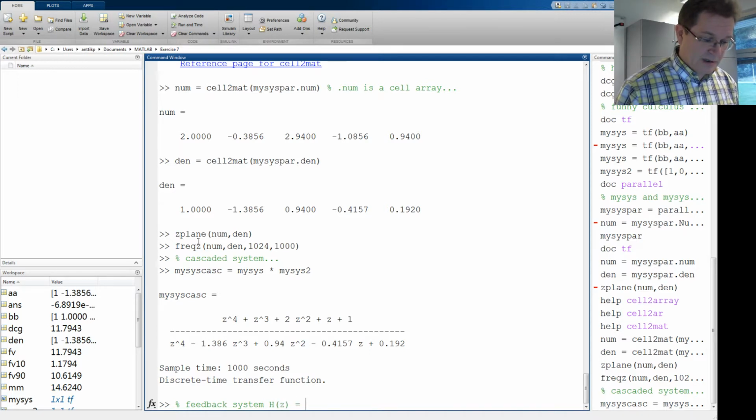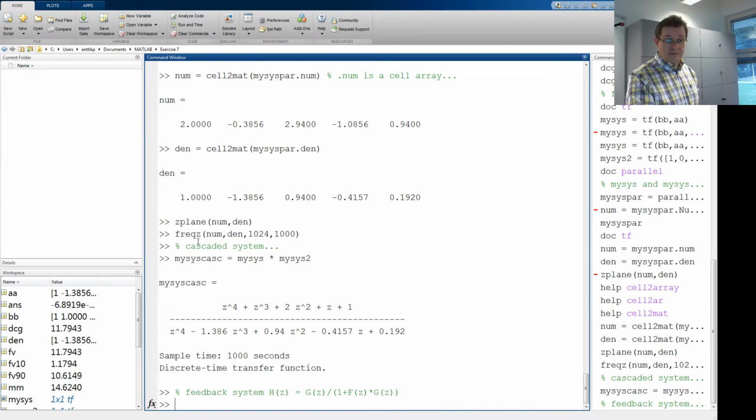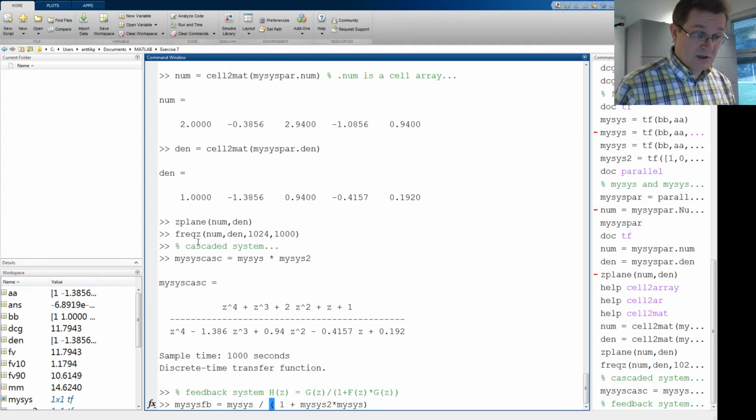H of z equals, I think, g of z divided by 1 plus f of z times g of z. I think I can just write it down like that. My sys feedback equals g of c over my sys divided by 1 plus my sys2 times my sys. With some luck it works.